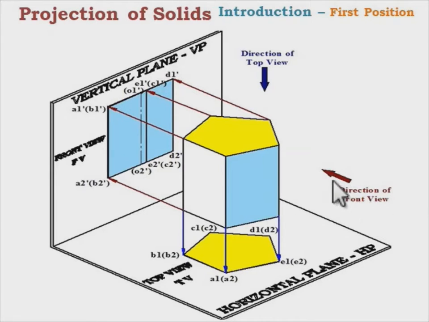In the direction of front view, these front faces are visible, marked in blue. The corners enclosing these faces, A1 dash is visible, B1 dash is hidden. A2 dash is visible, B2 dash is hidden. E1 dash is visible, C1 dash is hidden. E2 dash is visible, C2 dash is hidden. D1 dash is visible, D2 dash is hidden.